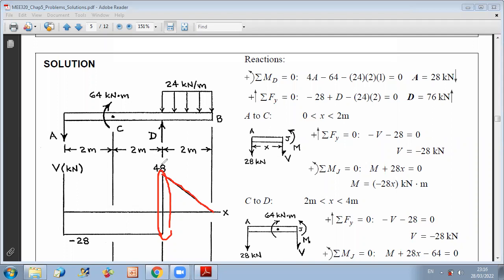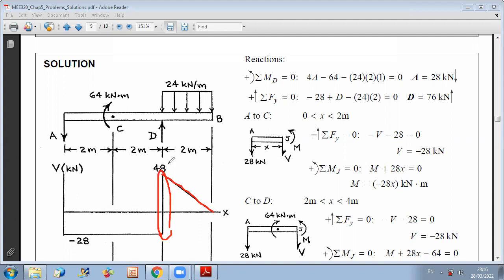at D. So a concentrated force will cause a jump in V and a variation in slope in M. A concentrated couple will cause a jump in bending moment. If it's clockwise, the jump is upward when you move from left to right, and if it's counterclockwise, the jump will be downward.